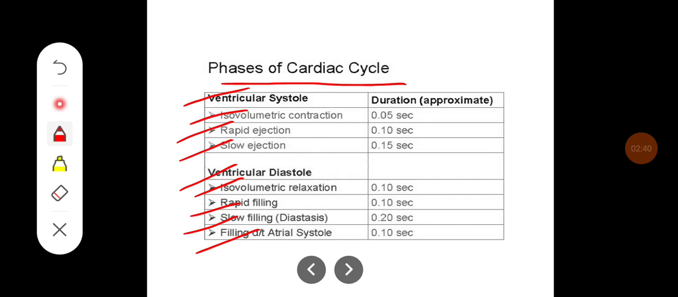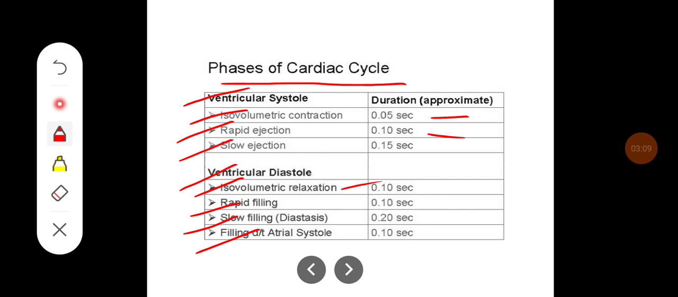Okay. So during isovolumetric contraction, both the AV valves and semilunar valves are closed, and because of the depolarization, there will be an increase in the pressure in the ventricles. That leads to the opening of the aortic and pulmonary semilunar valves, which causes the rapid ejection phase and later the slow ejection phase.